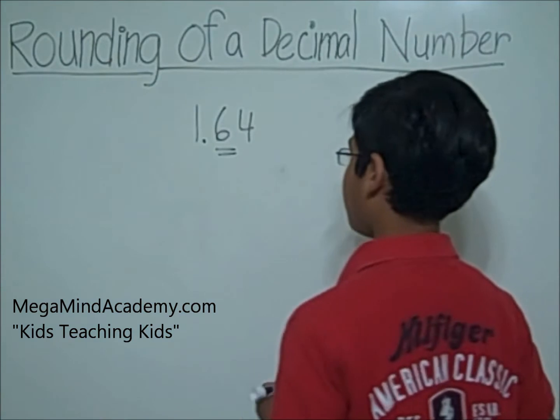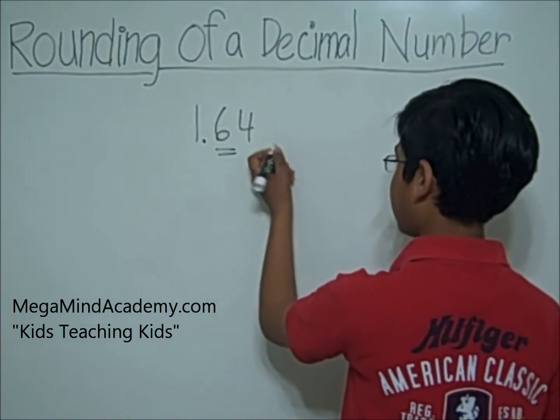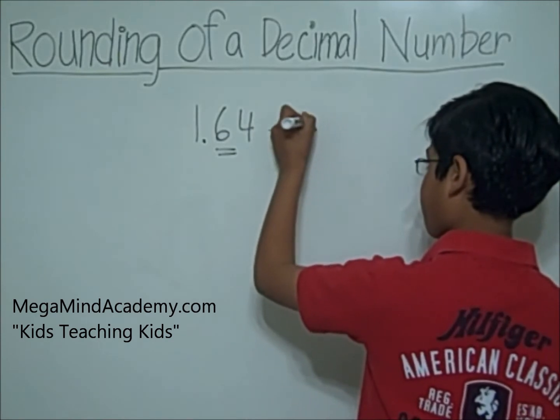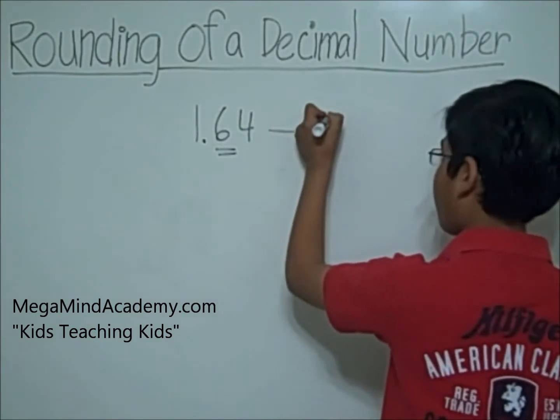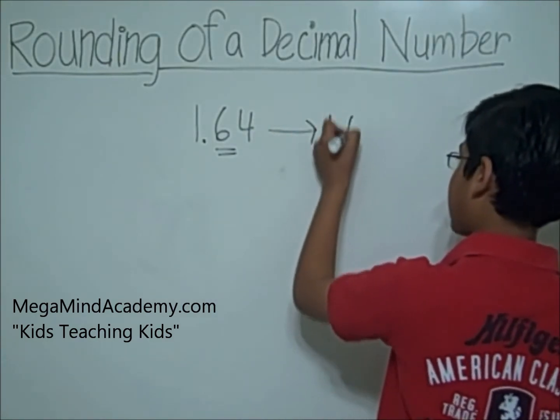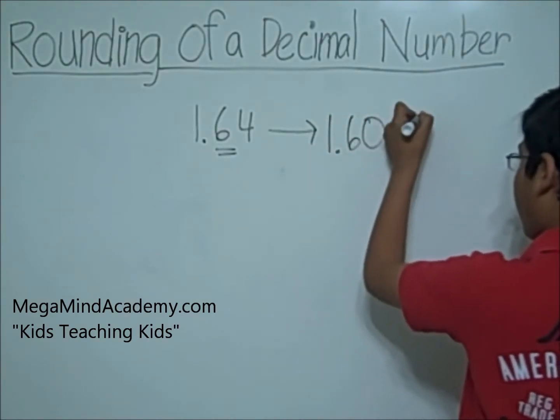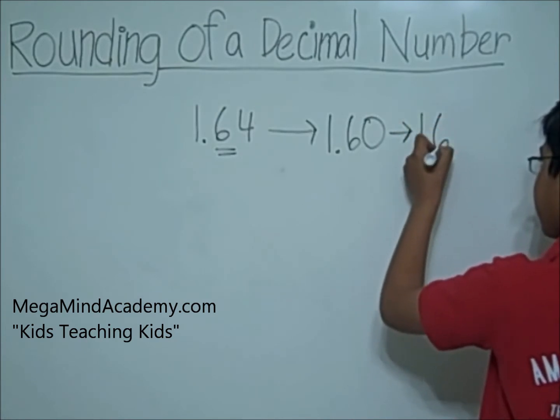So 1.64 rounded to the nearest tenth becomes 1.60, or 1.6.